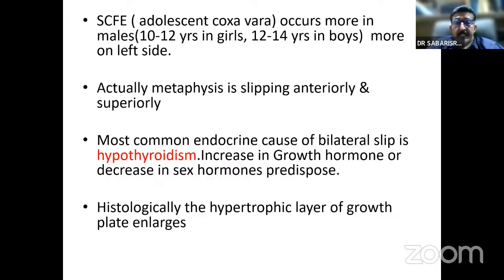So histologically, the hypertrophic layer of the growth plate enlarges. So when the hypertrophic layer enlarges, what will happen? It is mechanically weak and the metaphysis slips over the epiphysis. Even though you call it slipped epiphysis, it is actually the metaphysis.